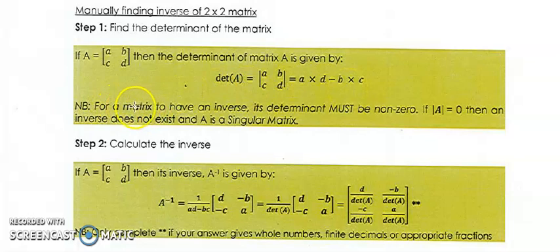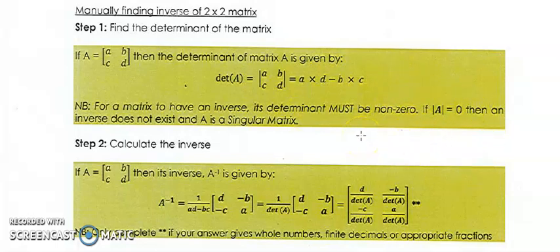Now, just for a note, for a matrix to have an inverse, its determinant, the calculation that you work out from a 2x2 matrix, must be non-zero. If the determinant is equal to 0, then an inverse does not exist, and the matrix A is what's considered a singular matrix. So when you hear the term singular matrix, it means that the determinant, when you calculate it, is 0. There will be instances where this does happen.